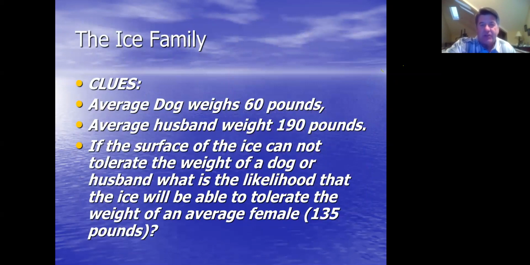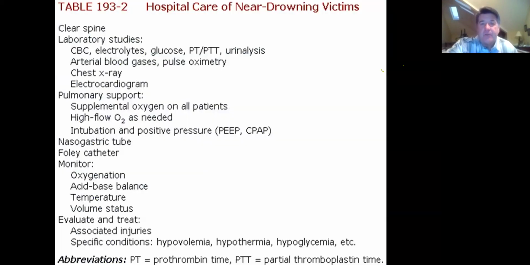So here's some questions. If the average dog weighs 60 pounds and falls through the ice, what are the chances that a husband weighing 190 pounds or a wife weighing 135 pounds would all stay above the ice? The answer is they probably should have just waited. Although these people did not submerge, they were cold water victims, and hypothermia did set in. So that's why I include that in my drowning lecture.